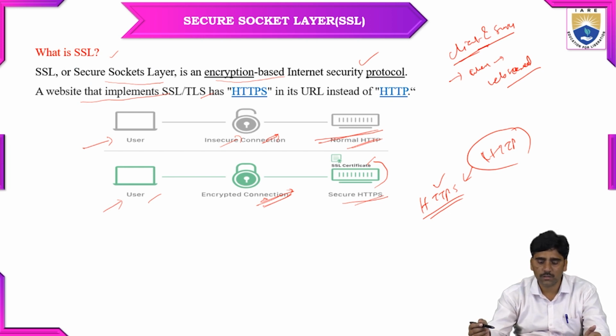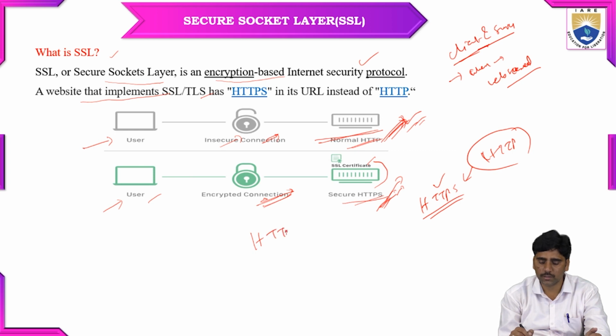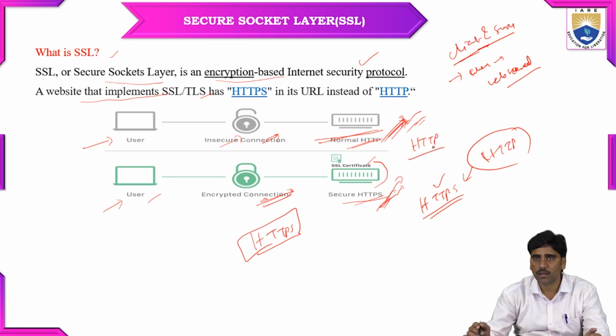So what is meant by SSL? It is one type of encryption based internet protocol. So here, normal websites are displayed like this, and SSL certified websites are displayed like this. Normal websites are not having encryption, or they are not having security. And this is the secured website, which indicates HTTPS. But a normal website is having HTTP. So this is the difference.